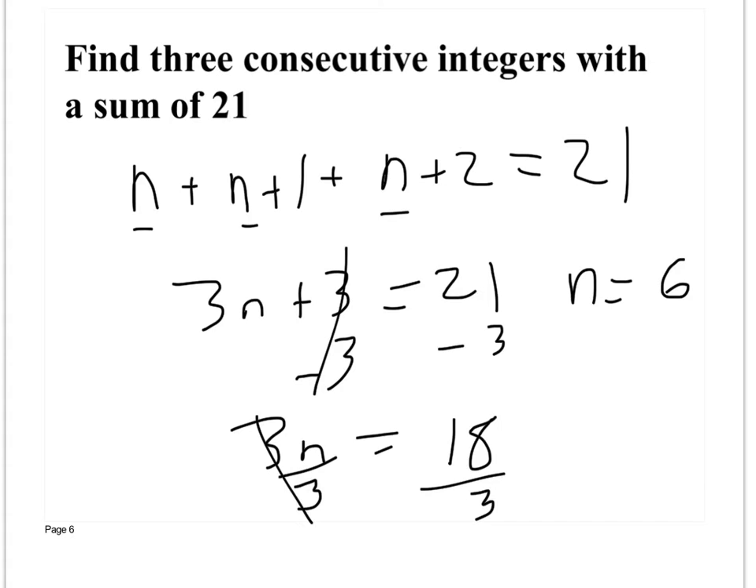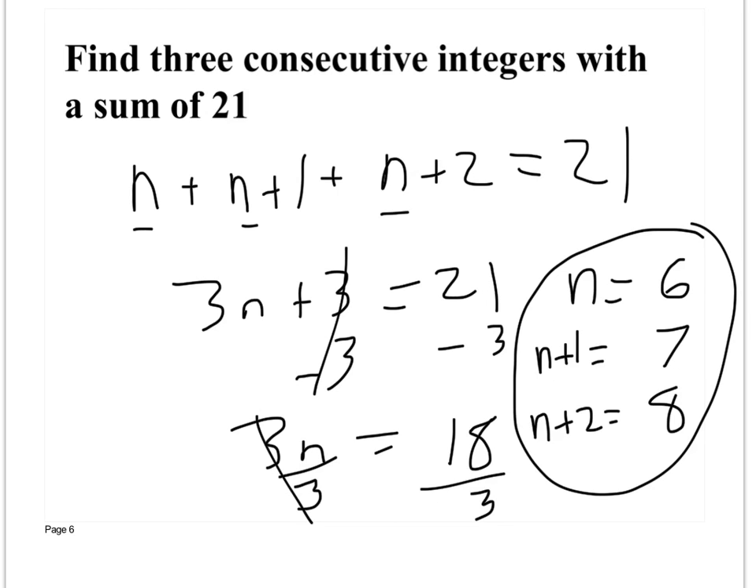So if I went consecutive integers, what would be n plus 1? 7. If I went n plus 2, what's my next consecutive integer? 8. Do these add up to 21? Let's check. What is 7 and 8? 15. What's 15 plus 6? 21. Do they have a sum of 21? Yes, they do. So these are my three answers. Okay. Work.